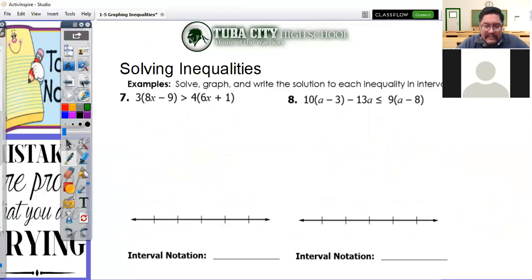So again, we got to follow our steps. First thing we got to do is get rid of these parentheses. 3 times 8, 8, 16, 24. So yeah, 24x minus, and then it's positive 3 times negative 9, so that'd be negative 27. 4 times 6 is, let's see, 4, 6, 12, 24, so that'd be 24x plus 4. And again, don't forget to distribute that 4 to both of these.